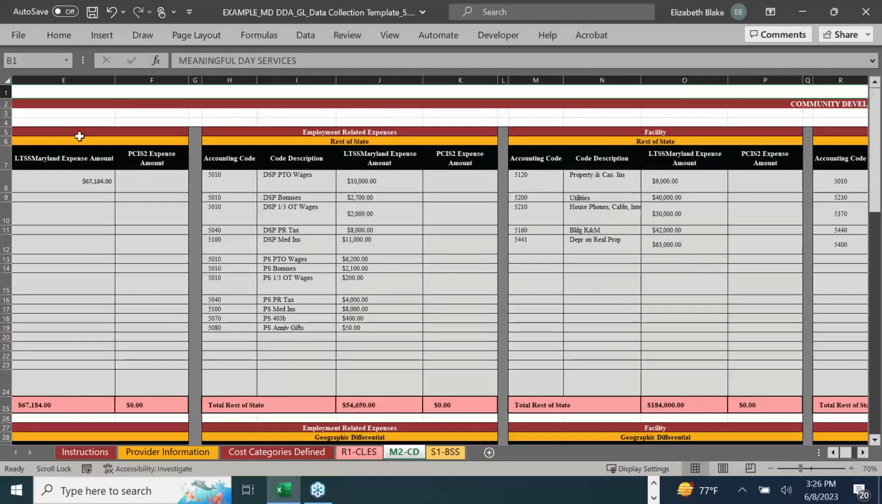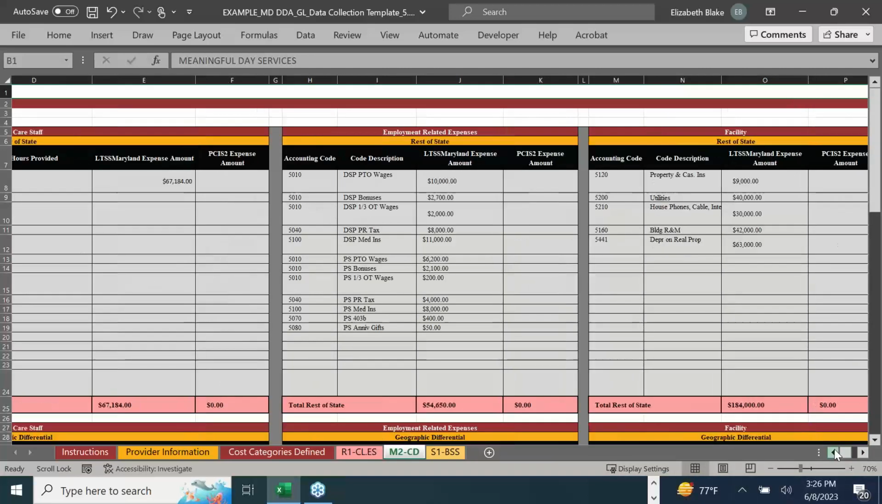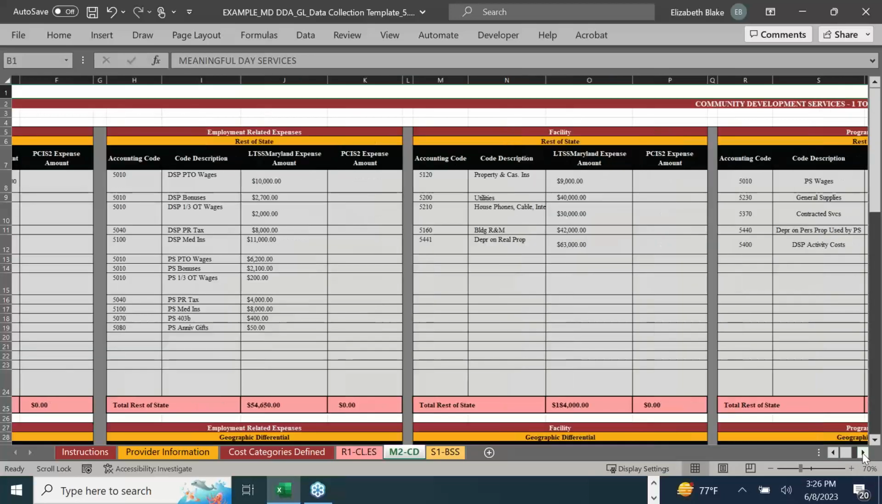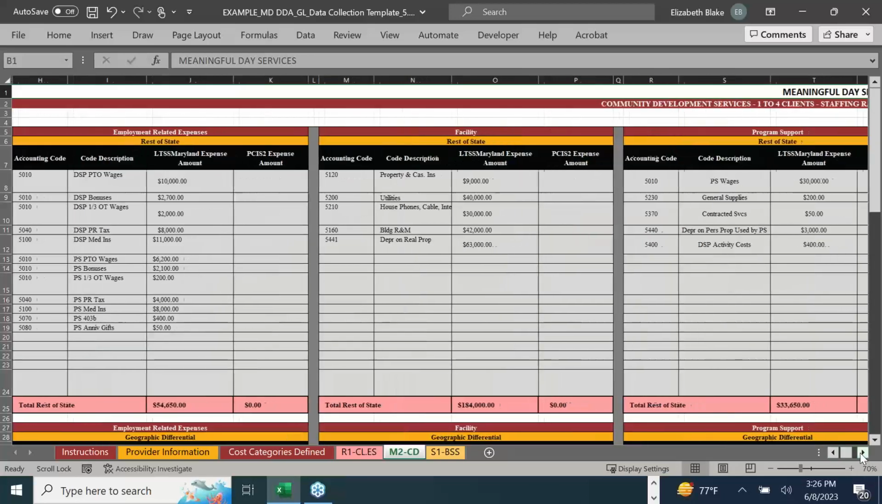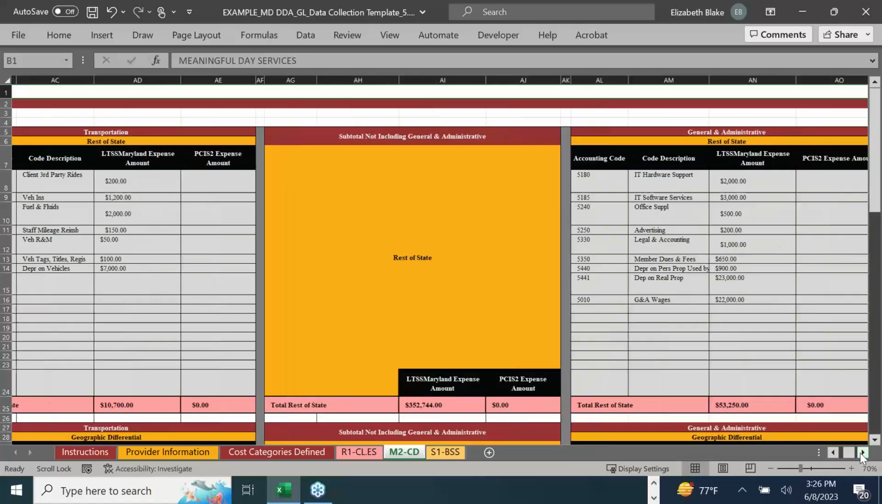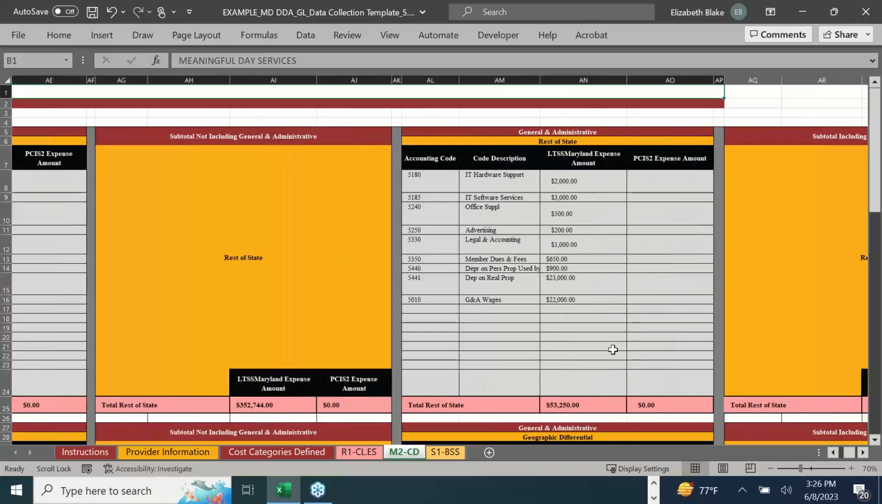So we have our direct support professionals here, direct care staff, employment related expenses, your facility expenditures, program support, training, transportation, as well as the general and administrative. And what I want you to notice here is that because the service can be billed in both PCIS 2 as well as LTSS Maryland, we have gone ahead and put a column for each.